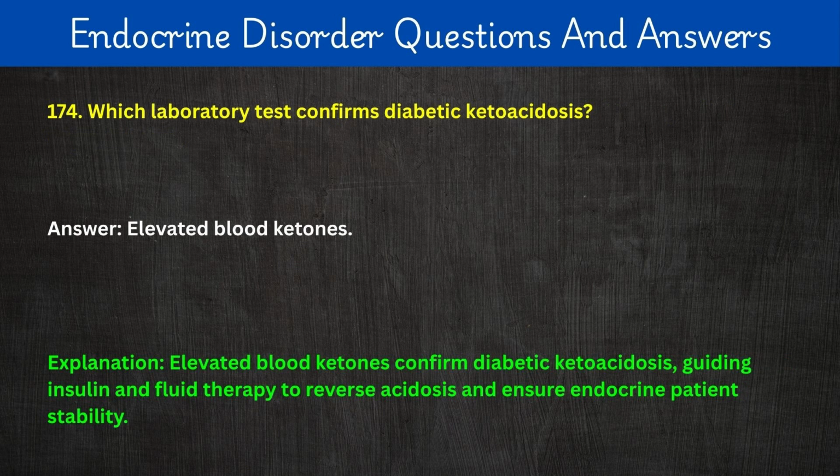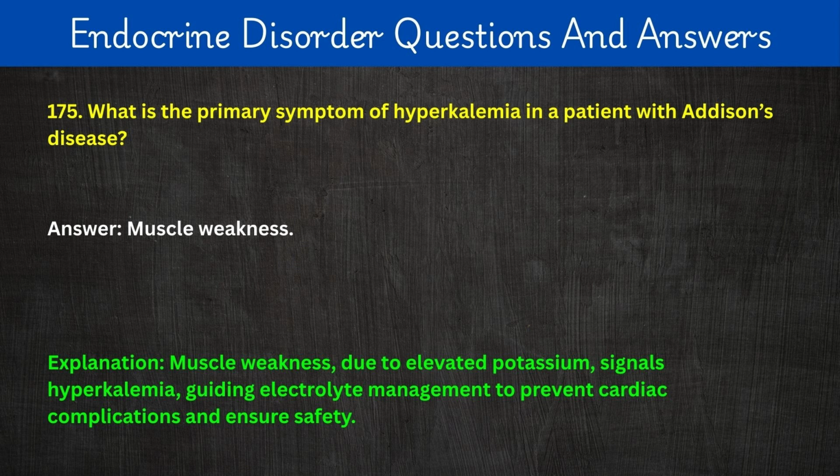174. Which laboratory test confirms diabetic ketoacidosis? Answer: elevated blood ketones. Explanation: elevated blood ketones confirm diabetic ketoacidosis, guiding insulin and fluid therapy to reverse acidosis and ensure endocrine patient stability.